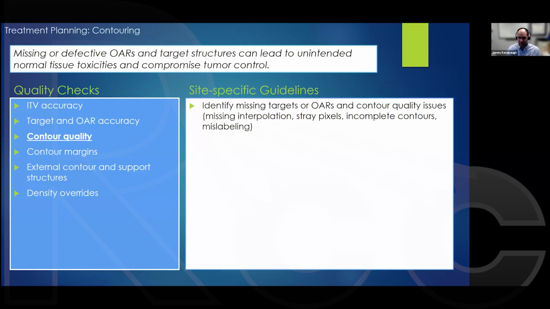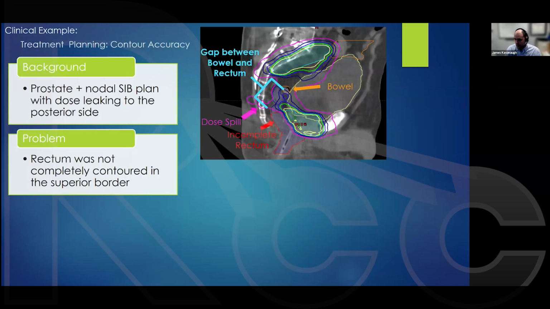Are there stray pixels of targets that start to bulge out, incomplete contours, things like that? So I want to work through a little bit of example because all of these so far have been discussed a little bit in individual discrete topics, but they all impact each other.